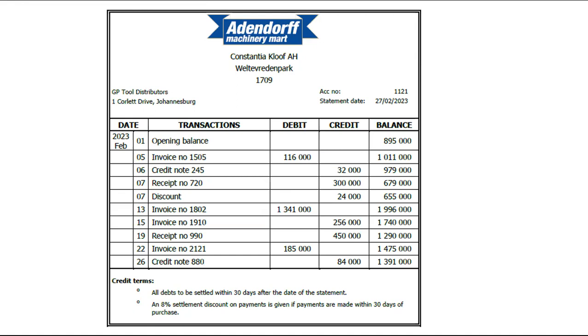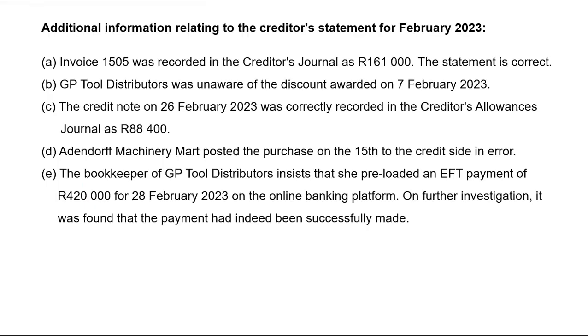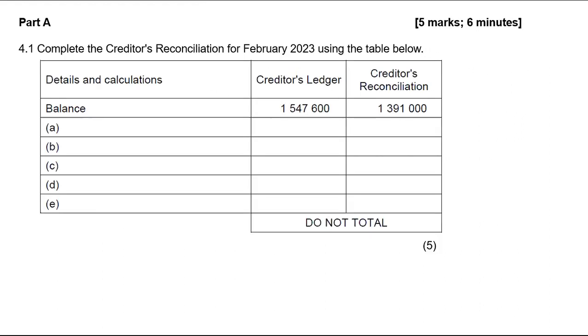Here you're not comparing, they're just giving you the statement and they're telling you what the differences are. So you'll work from the statement using the differences to compile the creditors ledger and the creditors reconciliation statement.